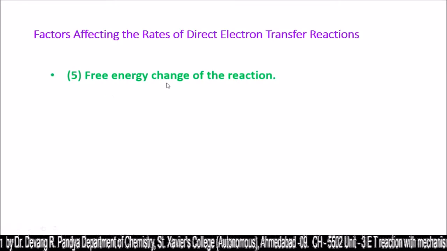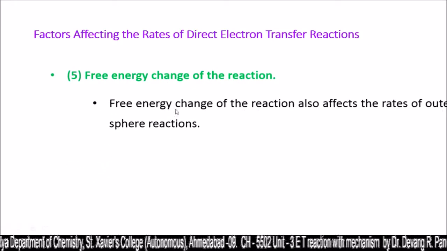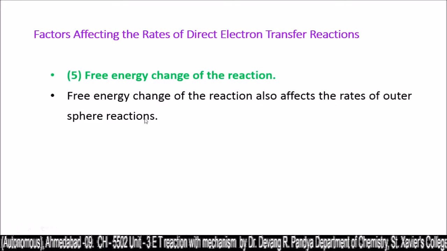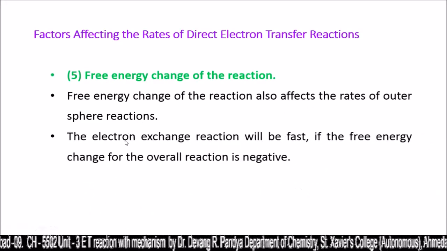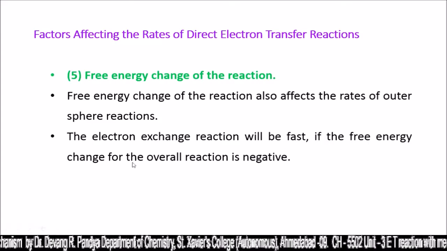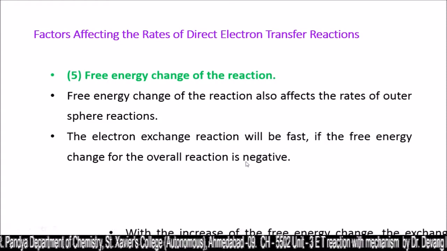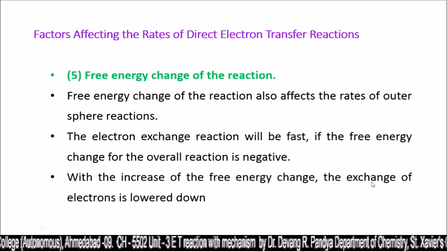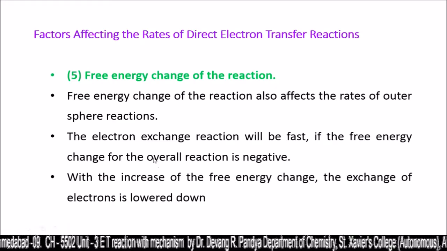Now the fifth is the free energy change in the reaction. Free energy change of the reaction also affects the rates of outer sphere reactions. The electron exchange reaction will be fast if the free energy change for the overall reaction is negative. With an increase of the free energy change, the exchange of electrons slows down.